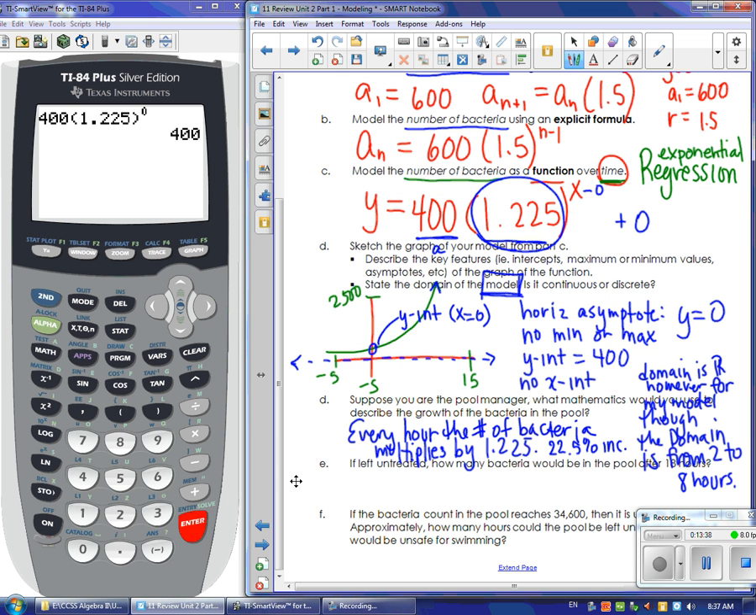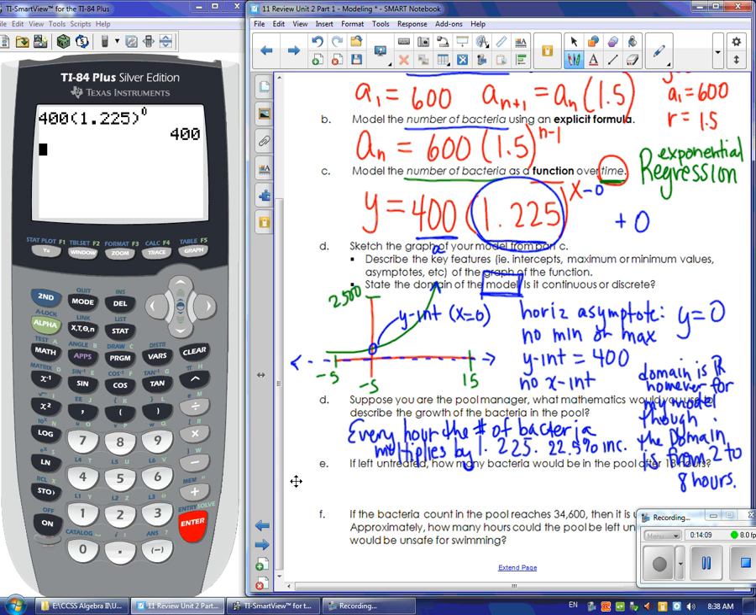If you wanted to use a percentage, it doesn't matter to me. If you want to just spell it out, every hour the number of bacteria multiplies by 1.225. That's the clearest and easiest and most simplified way to describe the change in the bacteria or the rate of bacteria growth. If you want to change it to a percentage, that's fine. That means that basically every hour there's another 22.5% in the pool.